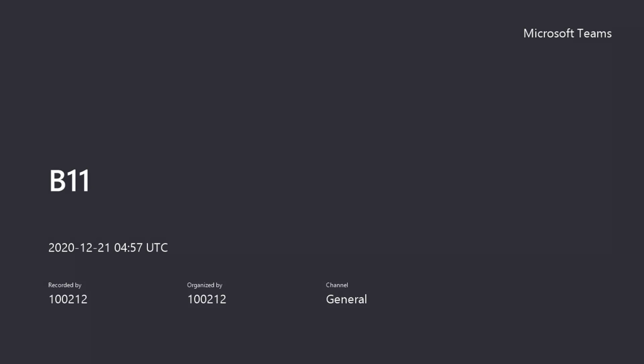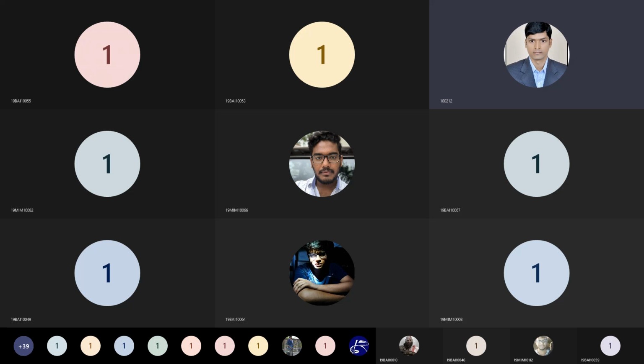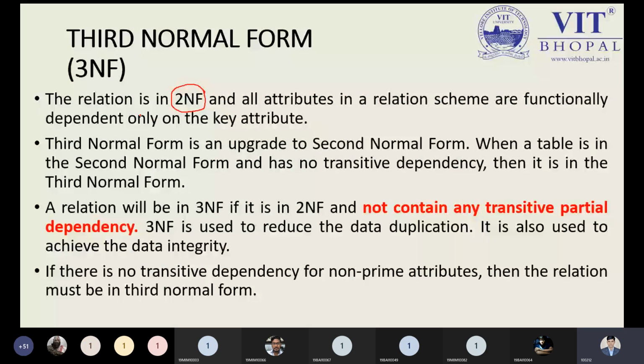If I'm talking about the third normal form, the relation or table is in second normal form, and all attributes in a relation schema are functionally dependent only on the key attributes. This is a point you need to keep in mind. There are many points from which we can understand what is meant by the third normal form. This is the first point.